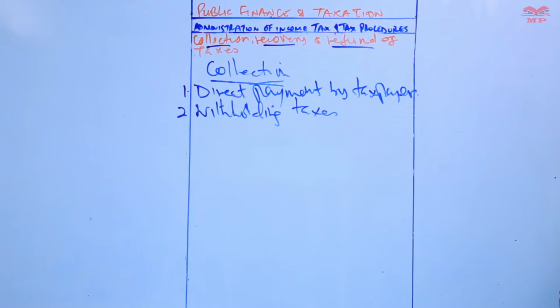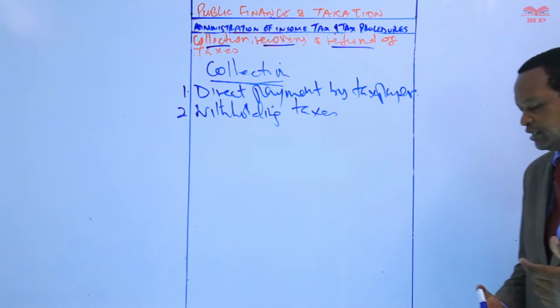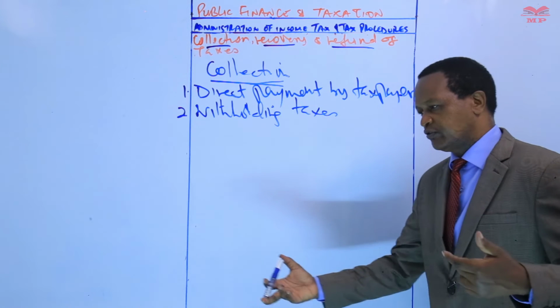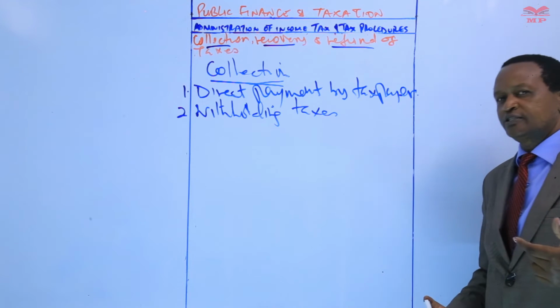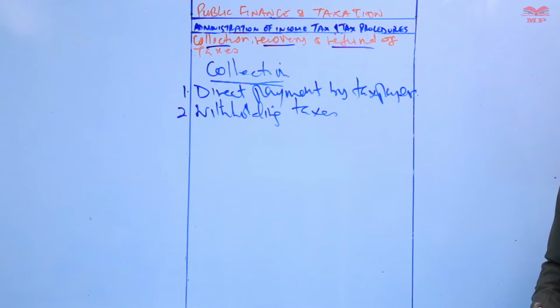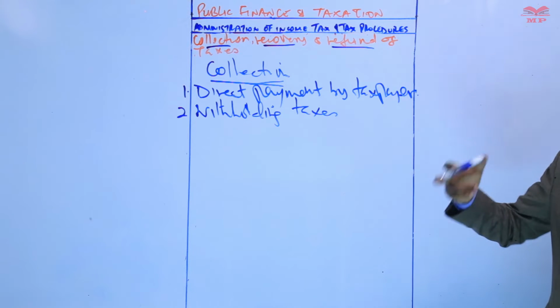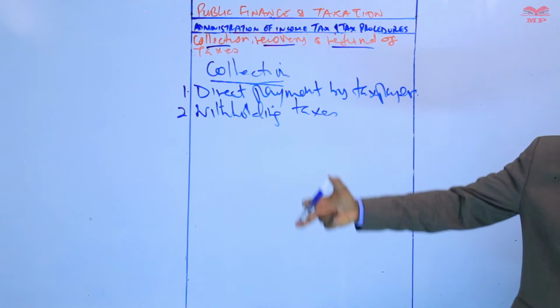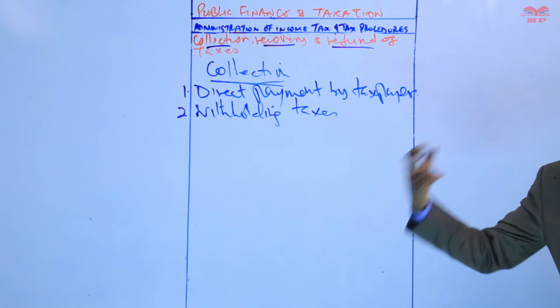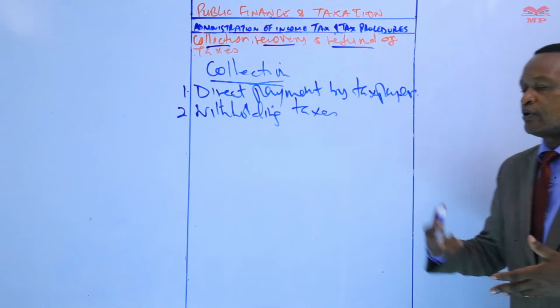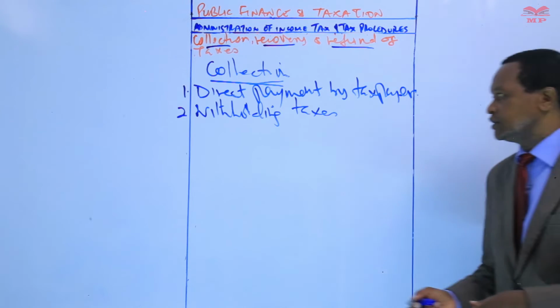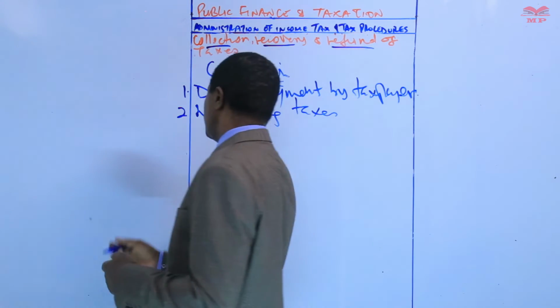Payers of certain types of income, payers of salaries, that is employment. Those who are paying salaries are employers, okay? Payers of rent, dividends, and so on are required to deduct tax at prescribed rates when making payments and remit the withheld tax to KRA on behalf of the recipient. That's the second method KRA collects tax.